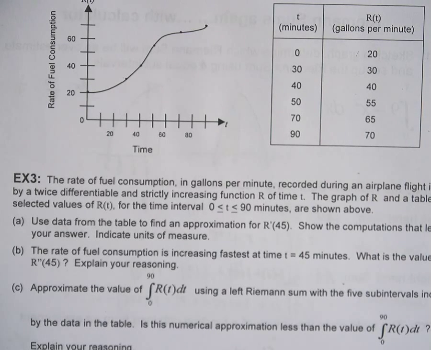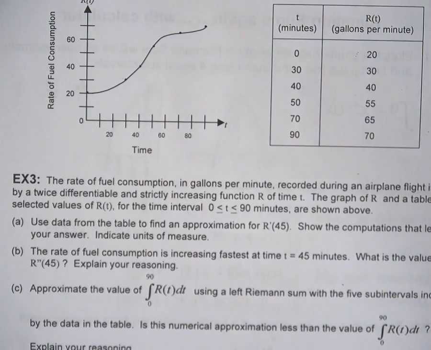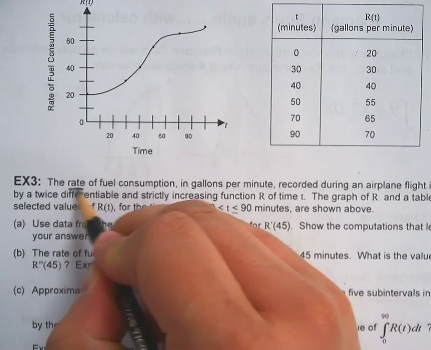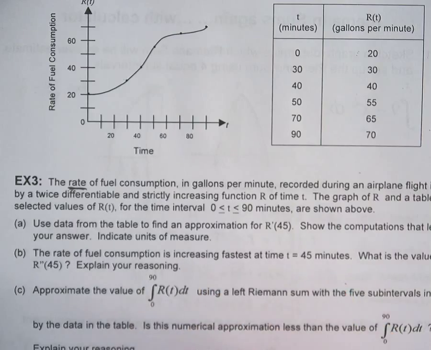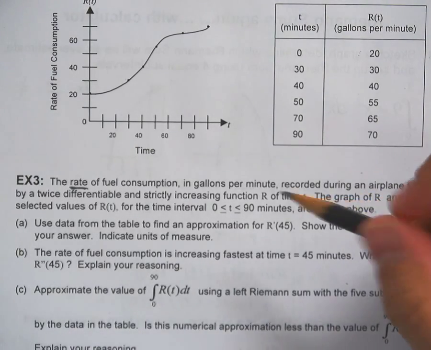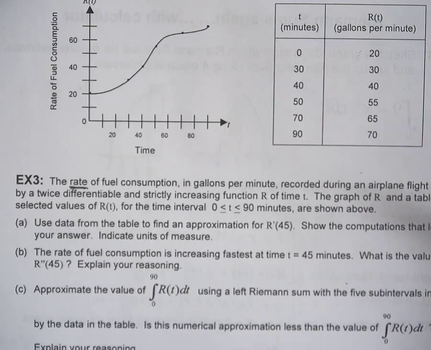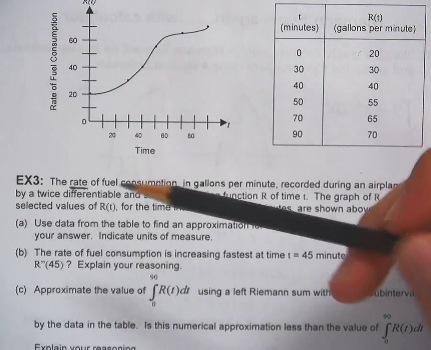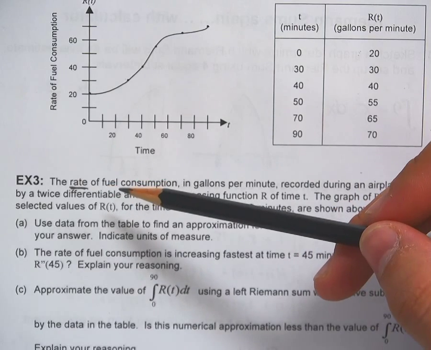The graph of r and a table of selected values of r of t for the time interval 0 to 90 minutes is shown above. Ooh, that's good stuff. So we've got rate of fuel consumption and time. Now, I'm going to tell you right now, the very first thing that popped out in my mind when I read this thing, this word right here, the rate of fuel consumption. That tells me this is a derivative of fuel because it's how fast fuel is being used. That tells me right off the bat, this thing is a derivative of the number of gallons of fuel.